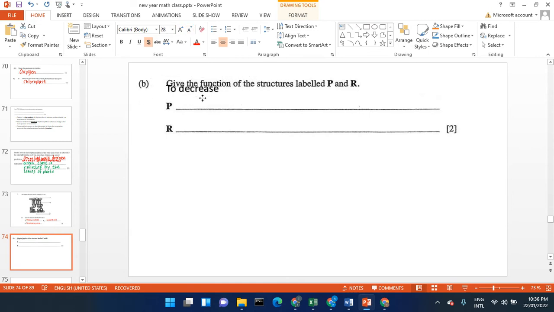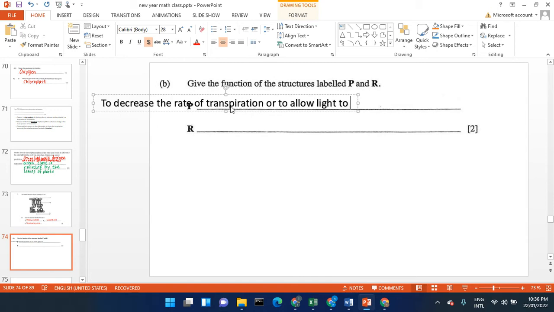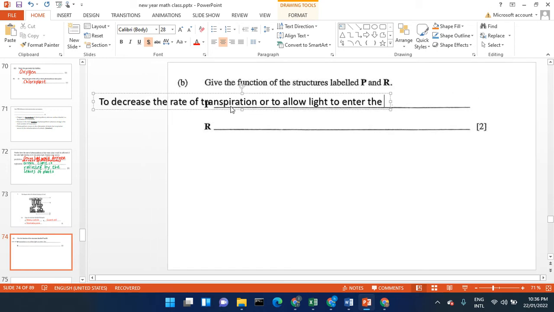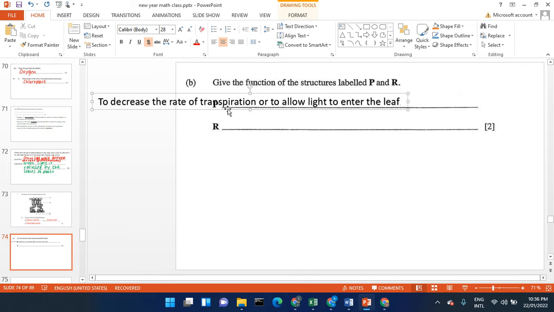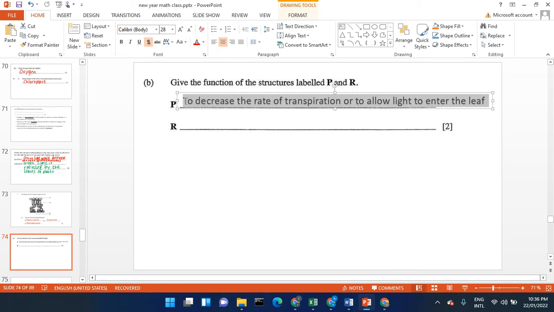The function of the waxy cuticle is to decrease the rate of transpiration, or to allow light to enter the leaf. The purpose or the function of P, that's the waxy cuticle, is to decrease the rate of transpiration or to allow light to enter the leaf.